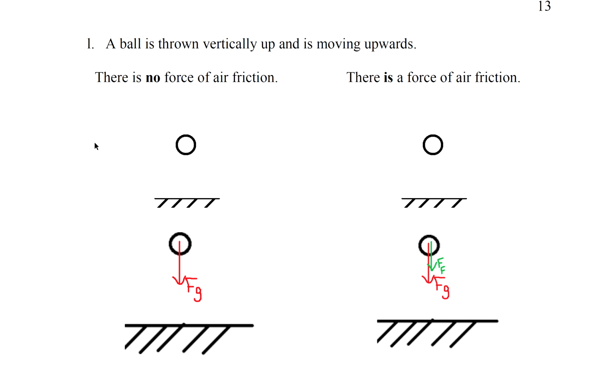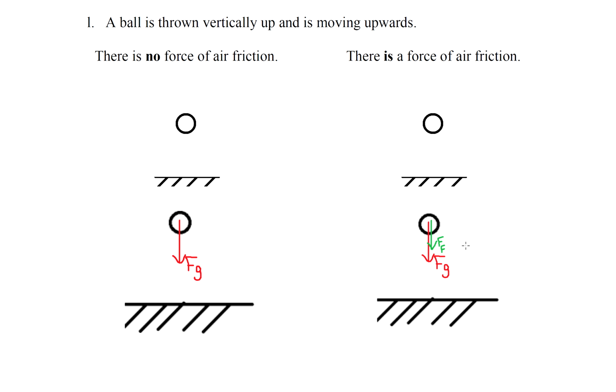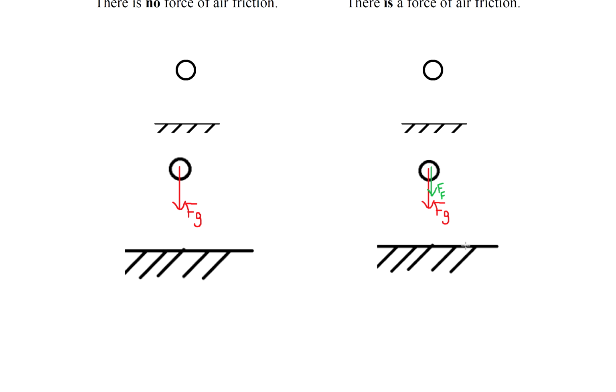Part L. A ball is thrown vertically up and is moving upwards. If there's no force of air friction, there's only force of gravity as it moves upward. If there is force of air friction, force of friction and force of gravity both point down, because force of friction here is opposite the direction of motion.